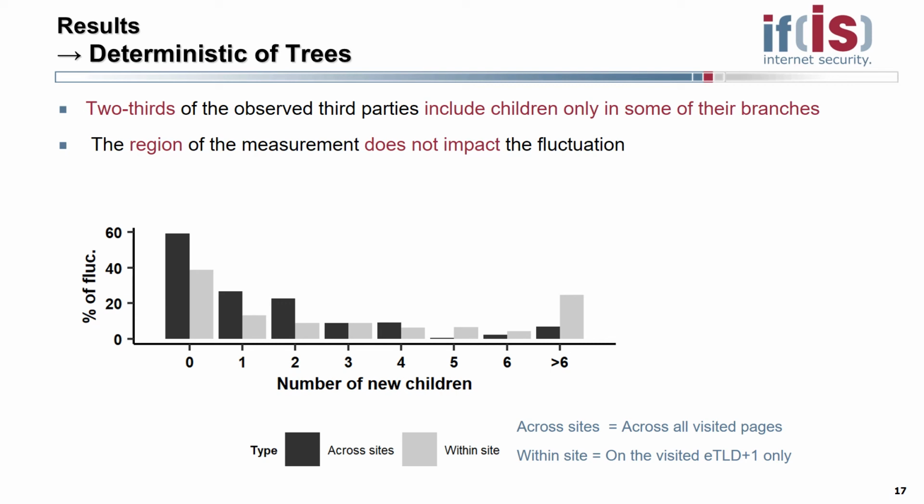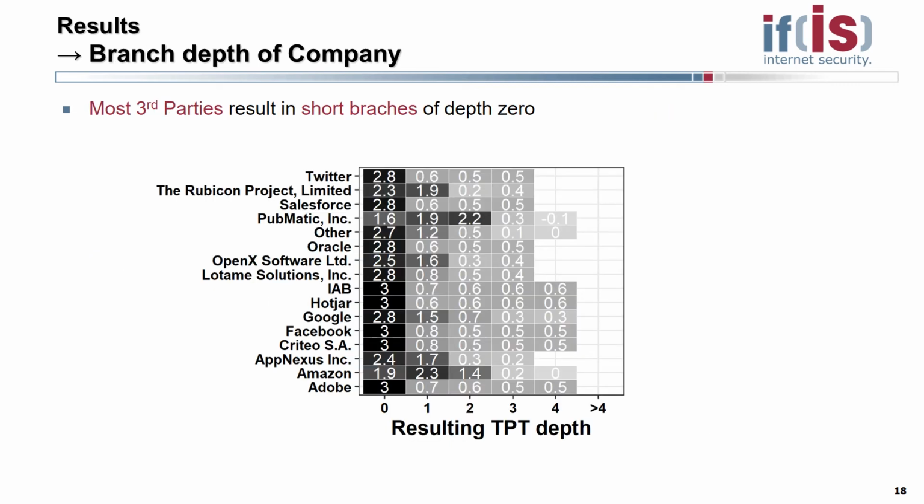Finally, the region of the measurement does not impact the fluctuation of a third party. This means that legislation like the GDPR does not seem to impact a third party in terms of partners they rely on. While most loaded third parties are not very deterministic, we wanted to understand the depth of a branch that's created by each embedded third party.